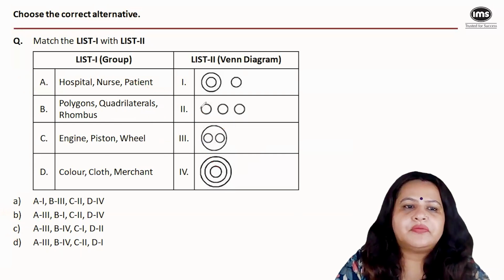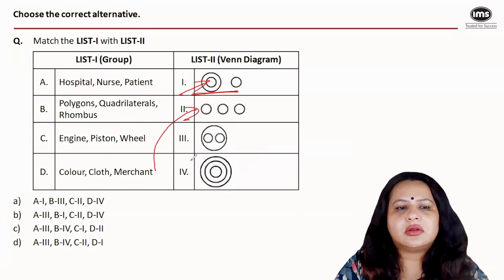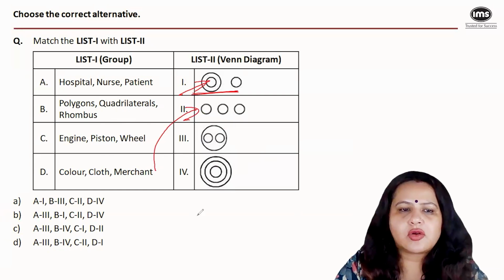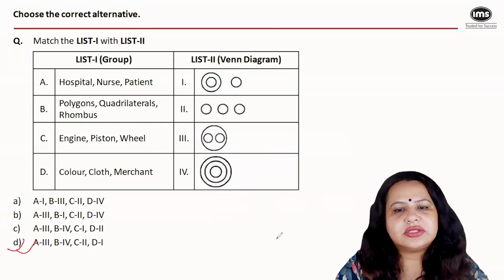Engine, piston, and V. So first one depicts the relationship, and D says that cloth, color, and merchant, which are not related at all. So no cloth is a color, no color is a merchant. So option D becomes the right answer to this question.